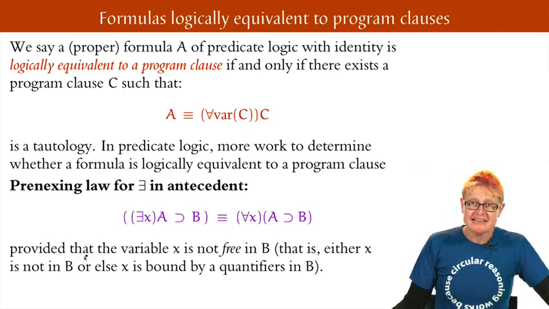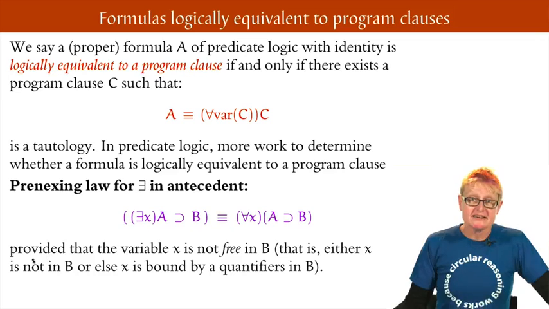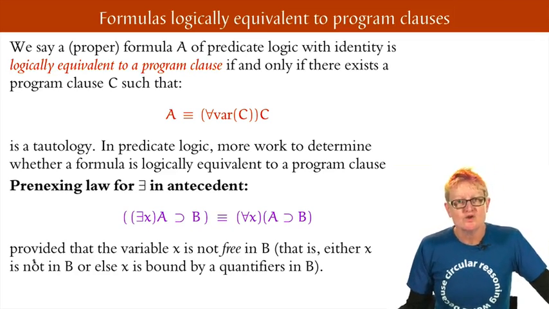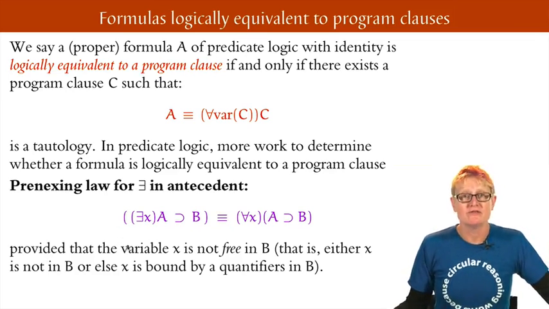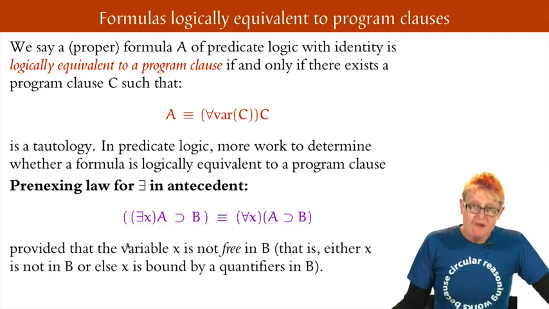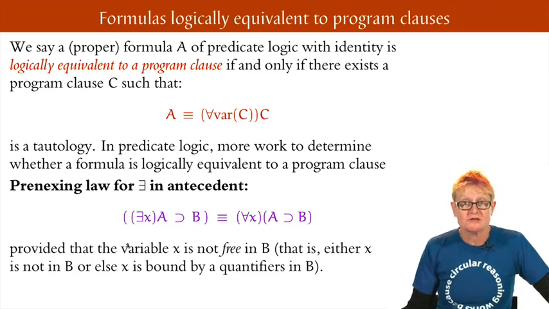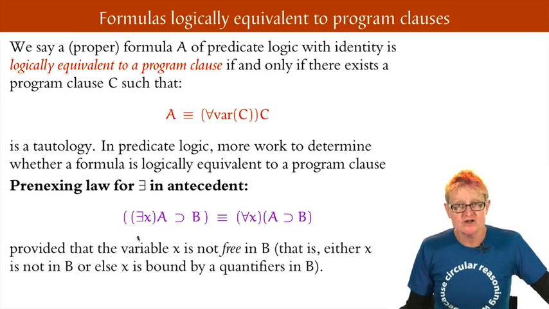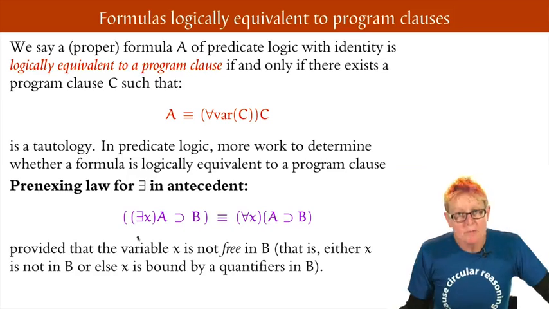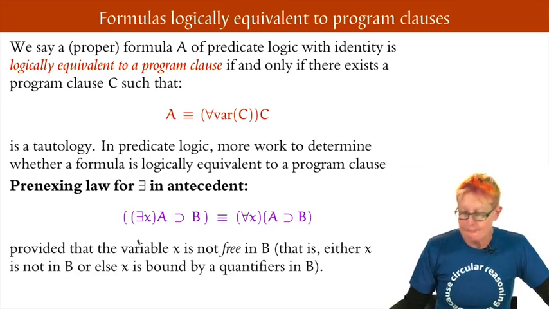Now, you might like to test out your proof tree skills to confirm that this biconditional is indeed a predicate tautology. The dual prenexing law swaps the existential and universal quantifiers. There are prenexing laws for the other propositional connectives as well, allowing a quantifier to be pulled from inner to outer scope. But it is only in the antecedent of a conditional that prenexing involves swapping the flavour of the quantifier between existential and universal.